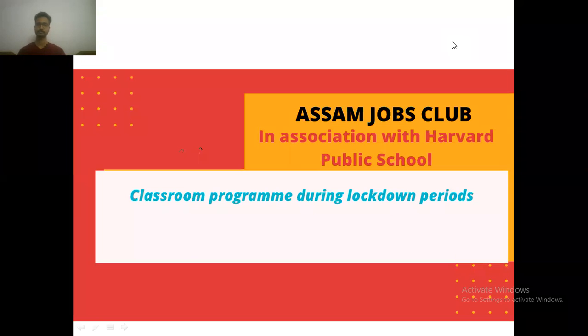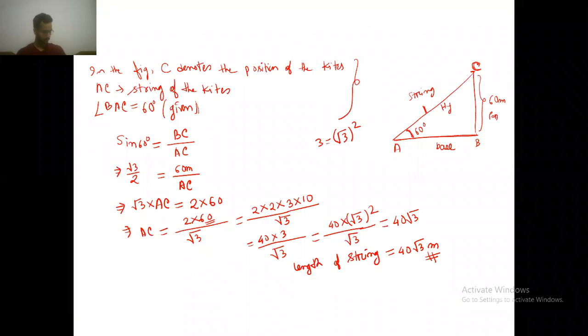Hello students. The other day we discussed exercise 9.1, that is applications of trigonometric ratios, up to question number 4. So today we are going to discuss from question number 5. All of you take out your NCERT book, page number 204, and see question number 5.